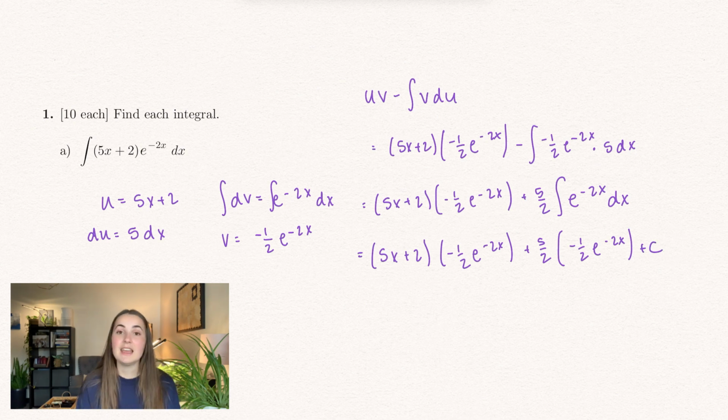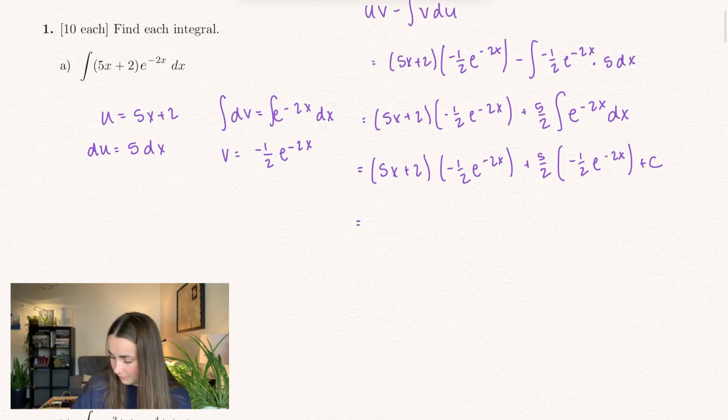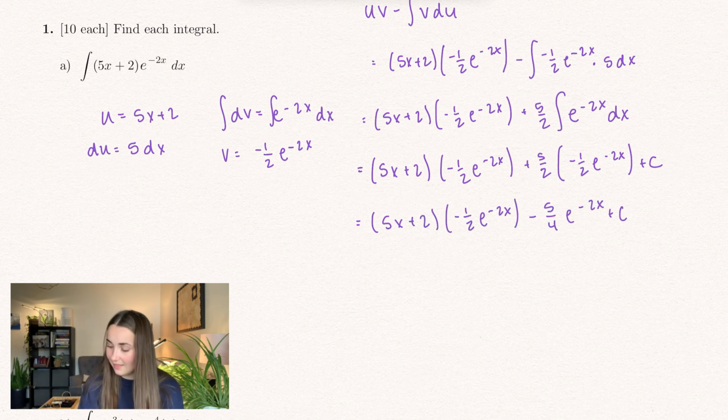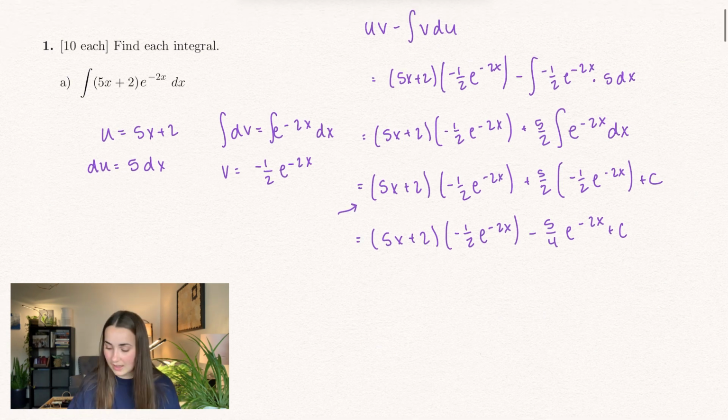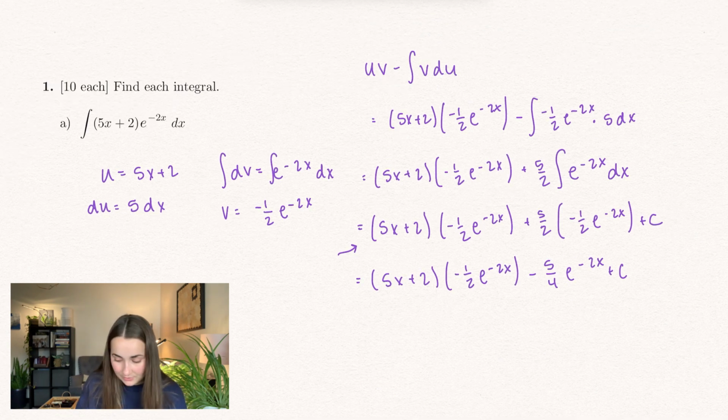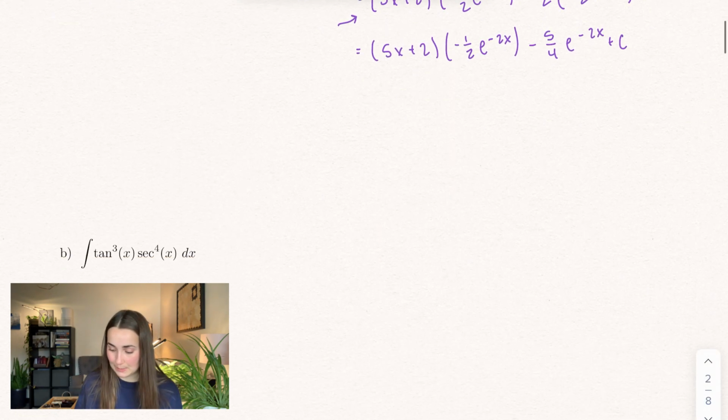plus some constant c. If you wanted to take it one step further to simplify it, you totally could. And that right there would be your solution. So this is also totally correct if you don't want to simplify it. It doesn't say to simplify all of the antiderivatives. It just says find each integral, so up to you.